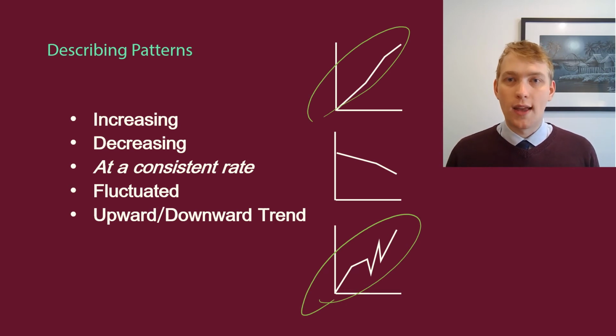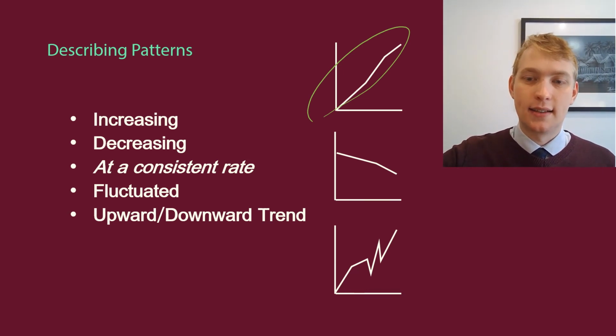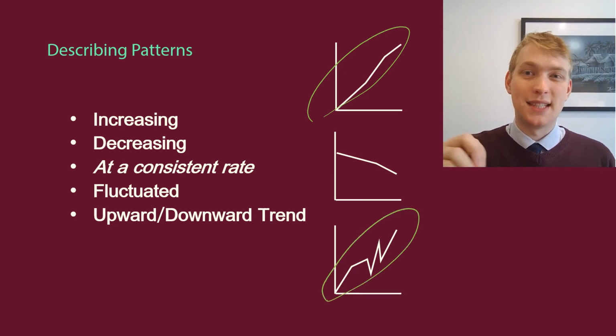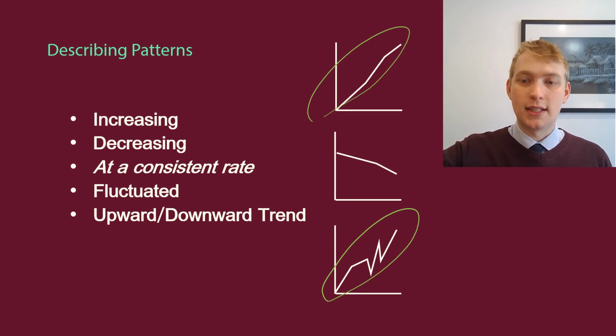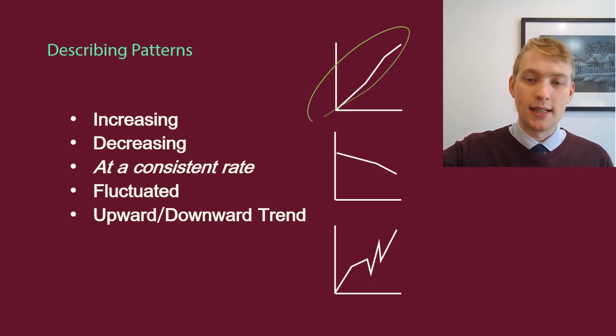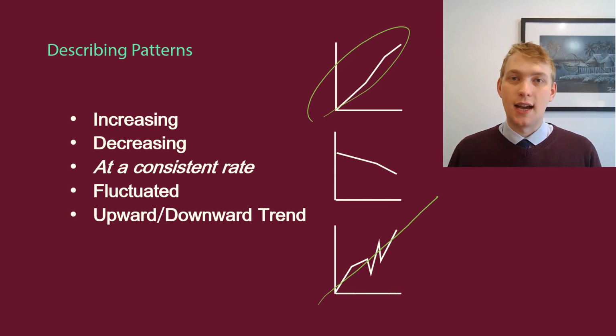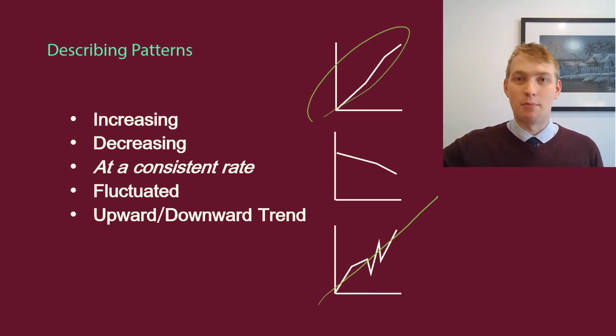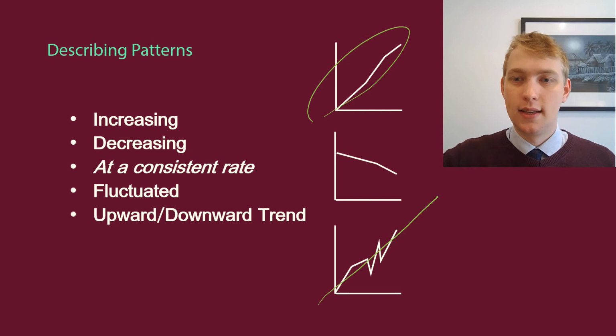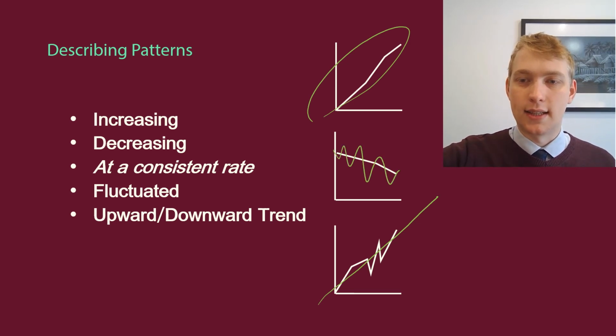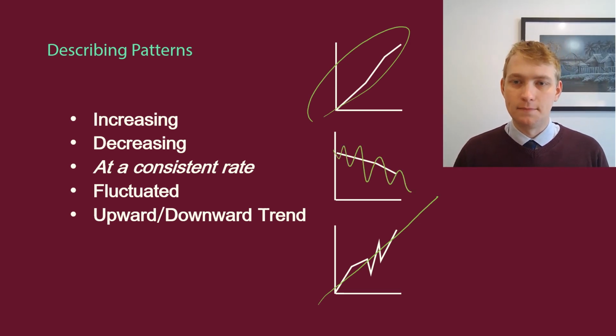Now another way of describing it is using an upward or a downward trend. So technically this data isn't completely increasing because at times it is going down. So we would usually describe this as having an upward trend, which is where we look at the line of best fit and what's happening over time. The line is trending upwards, so it has an upward trend. If we had this one going down like this, we would have a downward trend.